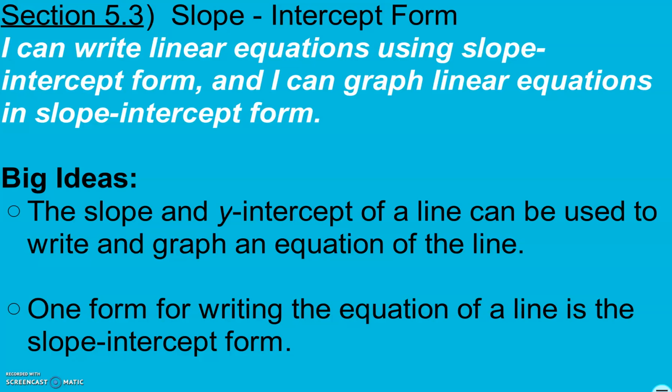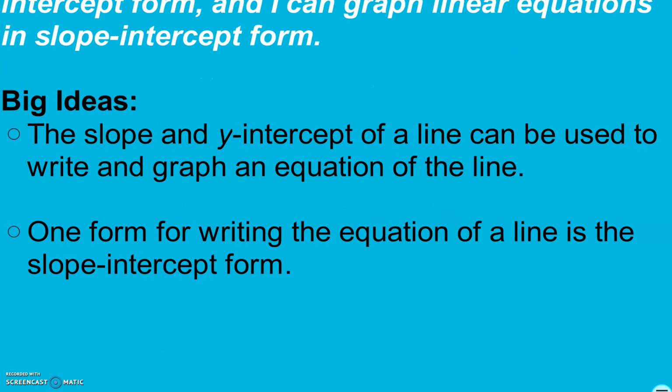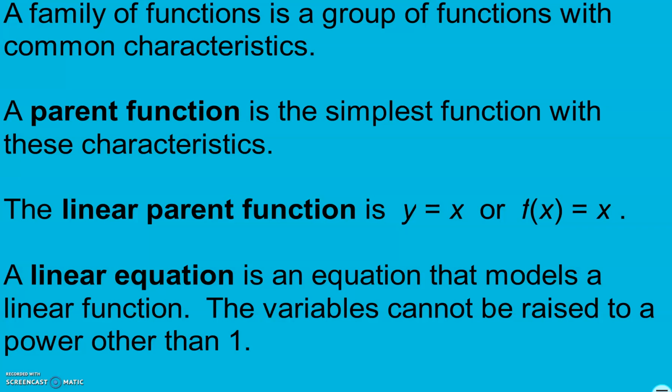Big ideas here. The slope and y-intercept of a line can be used to write and graph an equation of the line. One form for writing the equation of a line is the slope-intercept form. A family of functions is a group of functions with common characteristics. A parent function is the simplest function with these characteristics. The linear parent function is y equals x, or f of x equals x if it's in function notation. Linear parent functions form a line.